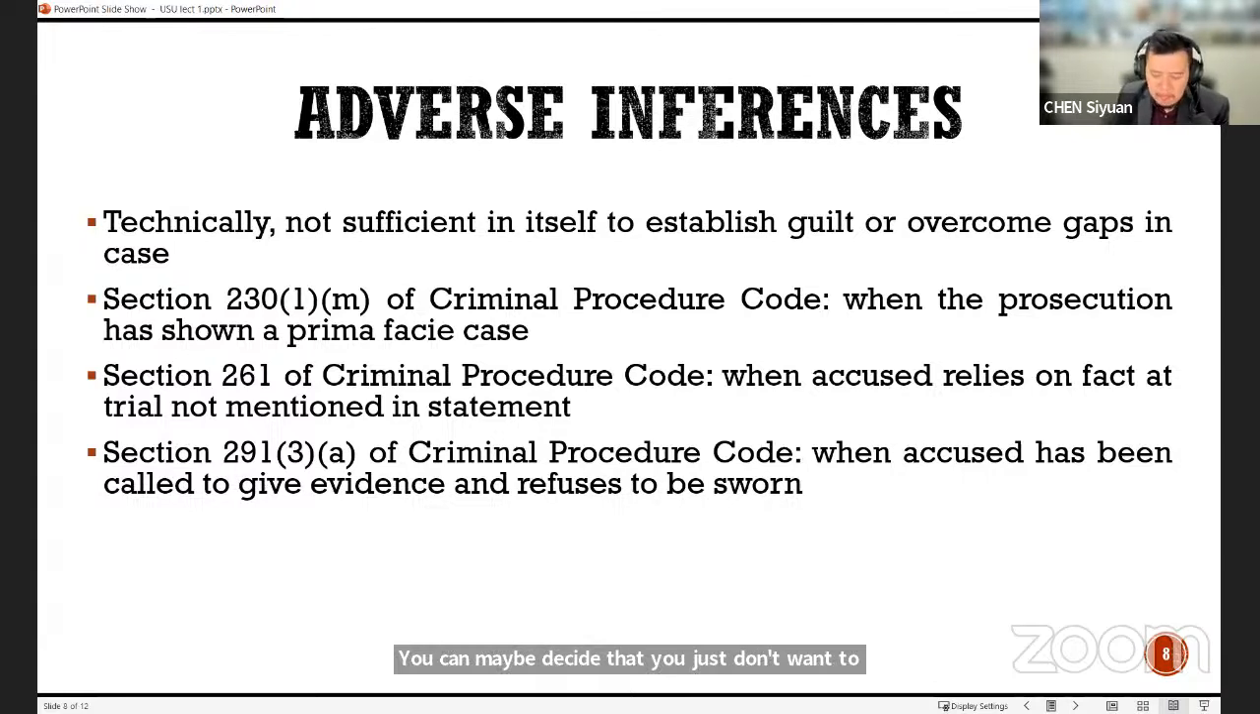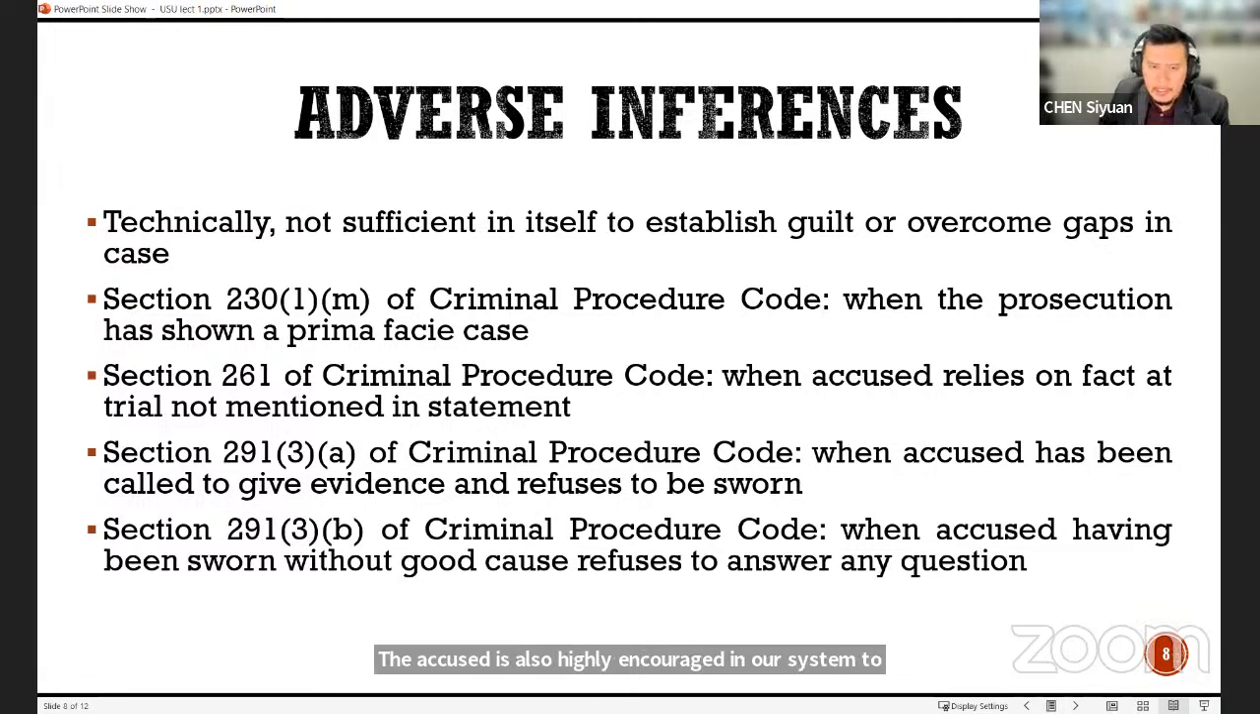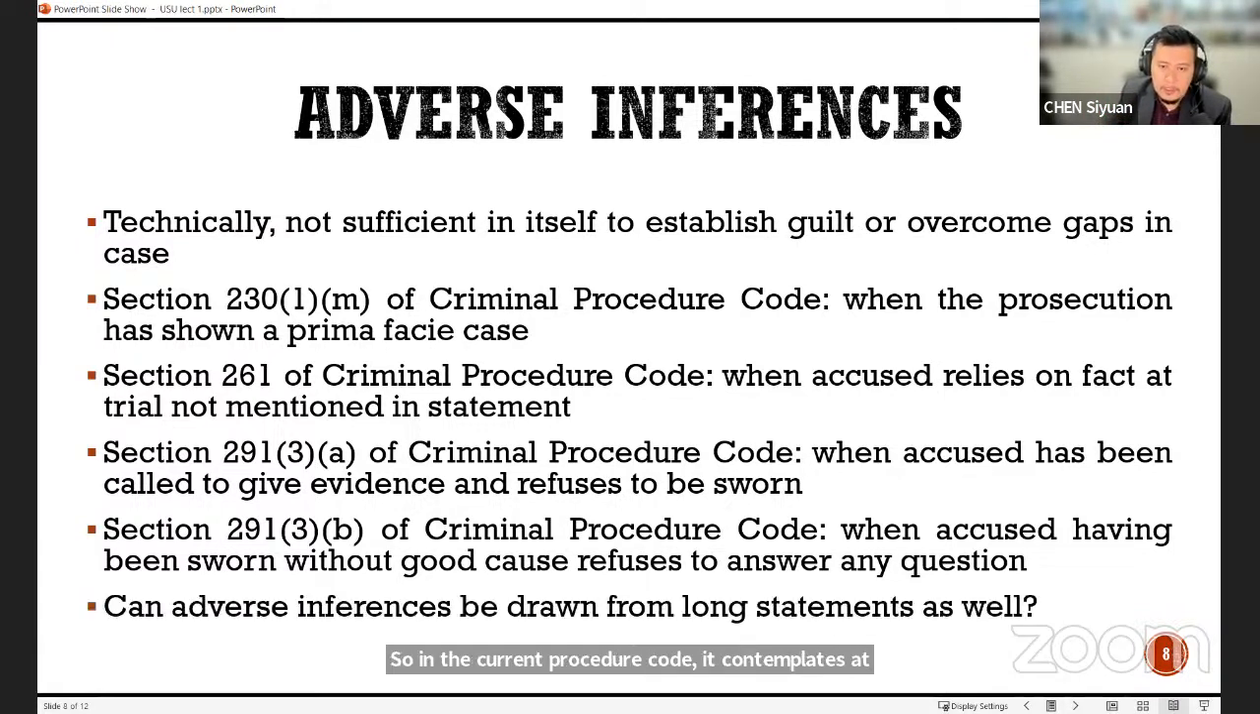And so the court may say, you know, what's up with that? But for 230 and 261, where it's at earlier stages of the criminal proceedings, the accused is also highly encouraged in our system to testify. And if you refuse to answer questions after being put out on the stand, adverse inferences can also be drawn. So in the Criminal Procedure Code, it contemplates at least 4 ways in which adverse inferences can be drawn against you.